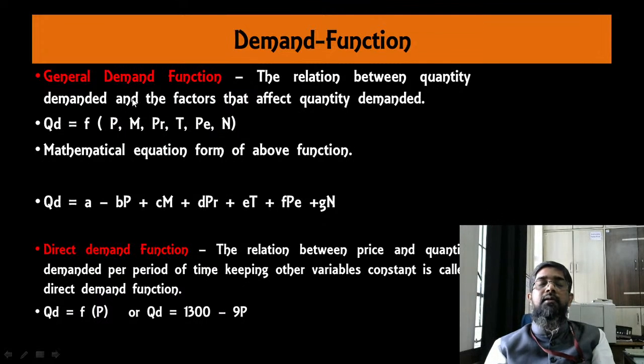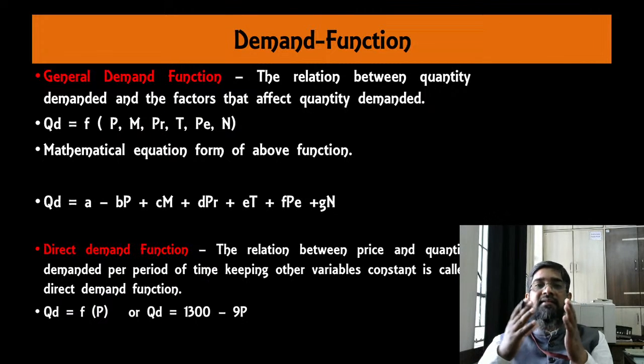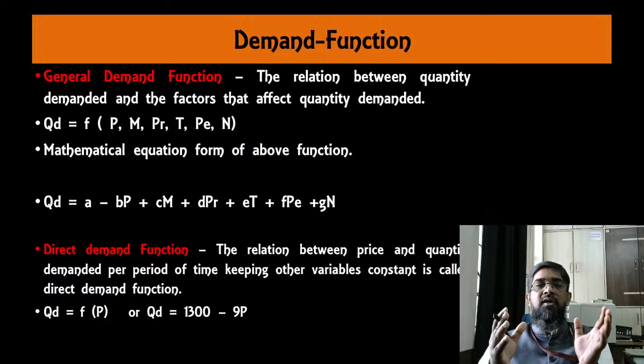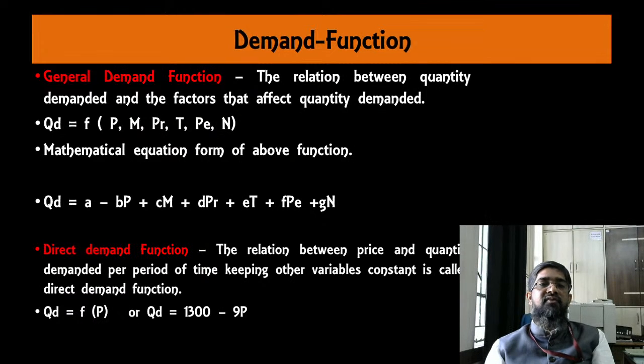Demand function simply correlates quantity demanded with factors of demand. The general demand function is the relation between quantity demanded and the factors that affect quantity demanded. The quantity demanded of a commodity depends on various things, and that functional relation is known as the general demand function. So here you can see, dear students, QD is the quantity demanded, right?